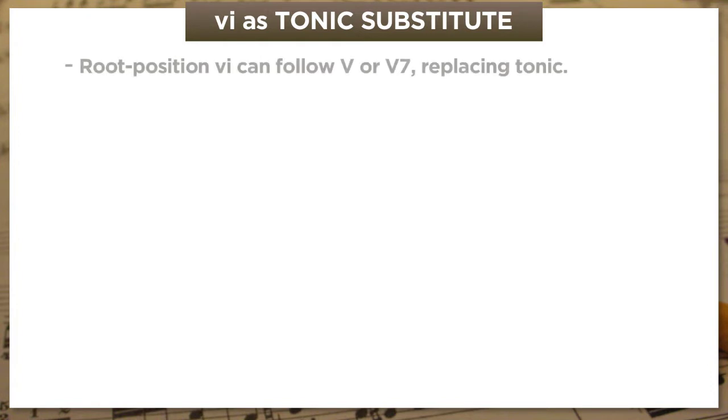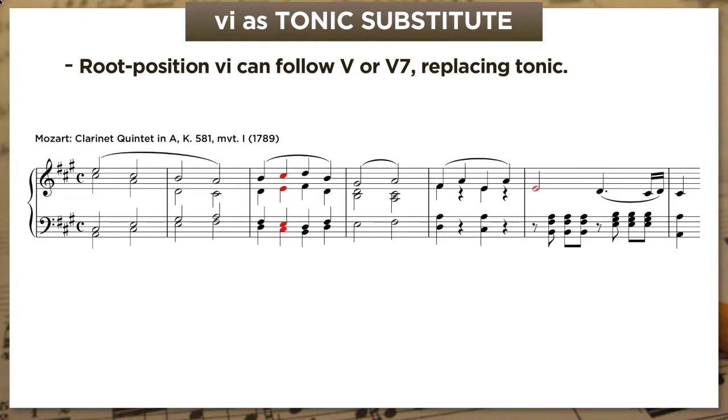The principle is simple. Root position 6 can follow 5 or 5/7, replacing tonic. We can see this really clearly in the opening of Mozart's Clarinet Quintet. Check out the first 4 chords. The bass line is 1, 3, 5, and 6, and the chords are 1, 1, 6, 5, 7, and 6, acting as a tonic substitute.